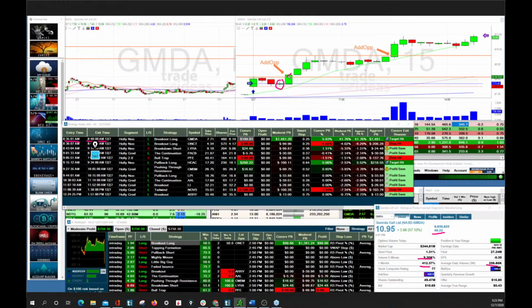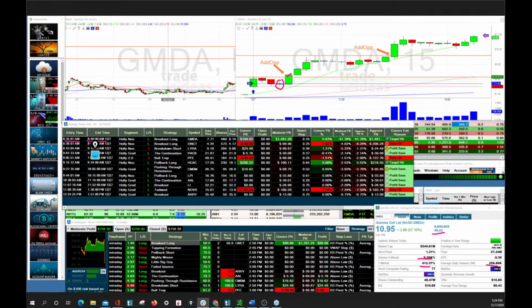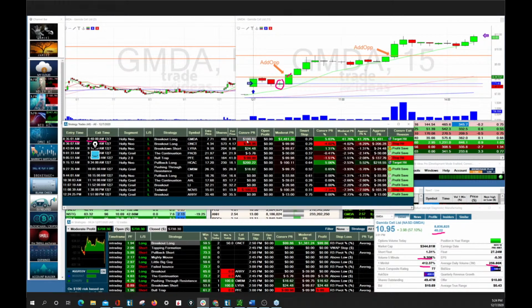Once we get above that level there, we push up to the next level. And so this would have been a great add opportunity. It's one of the topics that we like to talk about when we're talking about AI signals. How do we pull out some of this moderate and conservative spread? And were there any good add-on candidates there? Well, as we can see here, getting back on point, conservative target hit.